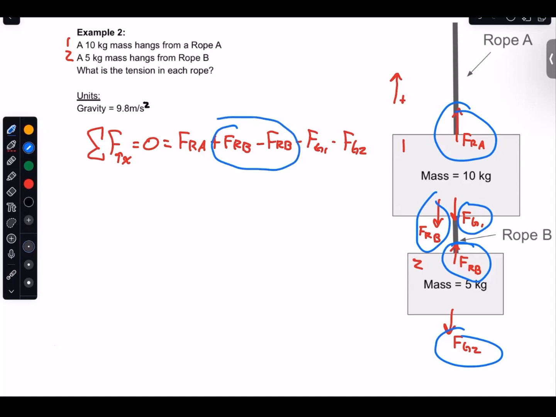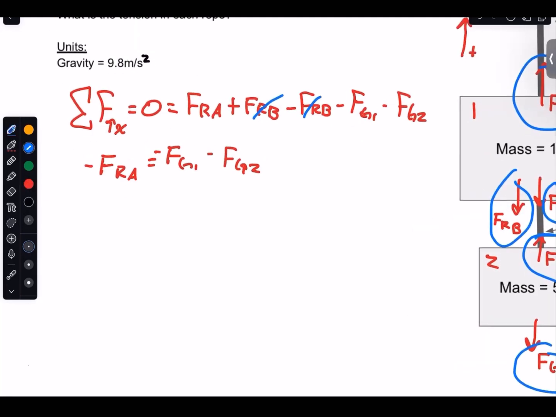And look what we have here. We can just cancel out our force of rope Bs because we have equal and opposite acting forces, and they negate each other out. So I'm going to rewrite our equation with force of rope A on the left side, and keep force of gravity of mass 1 and force of gravity of mass 2 on the right side. We have 3 negative signs, and we can make this positive.